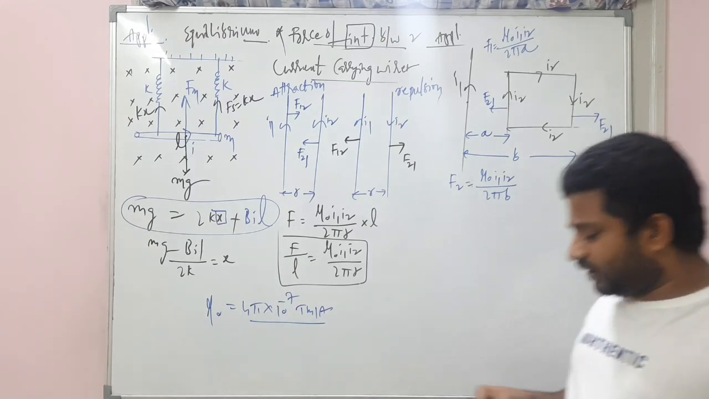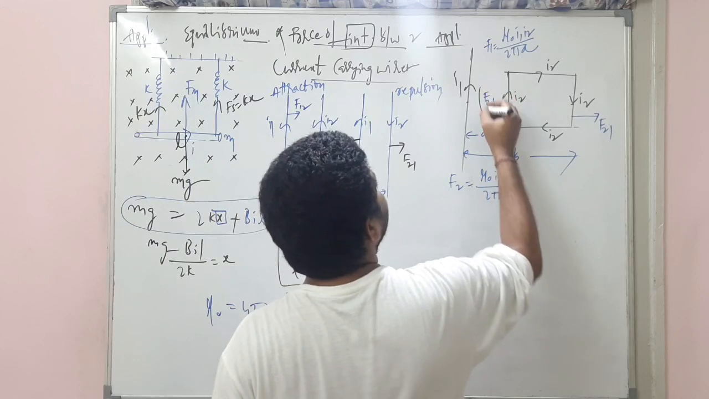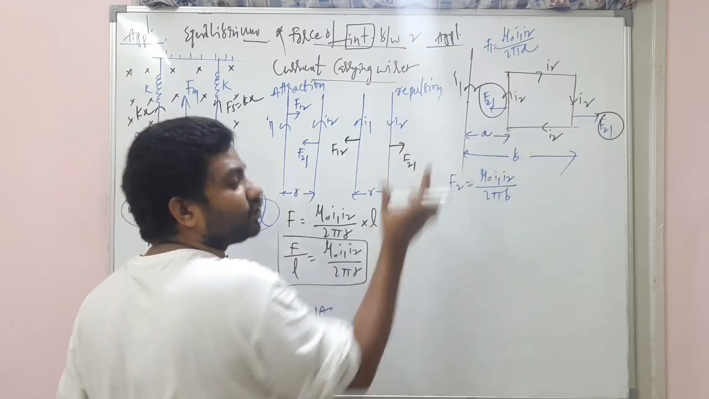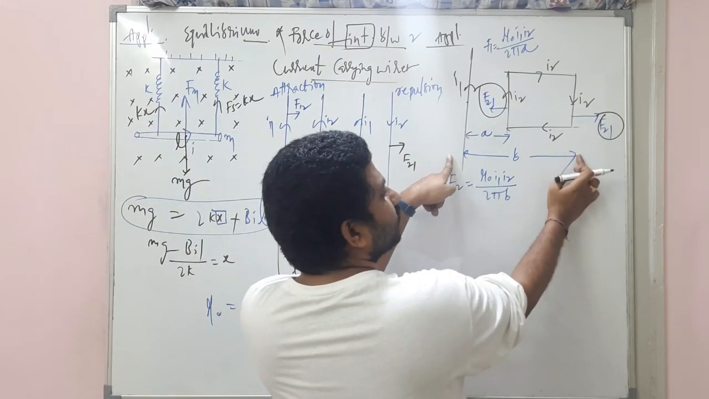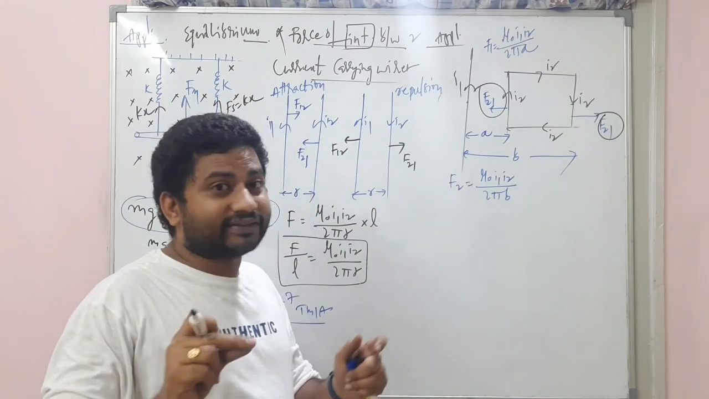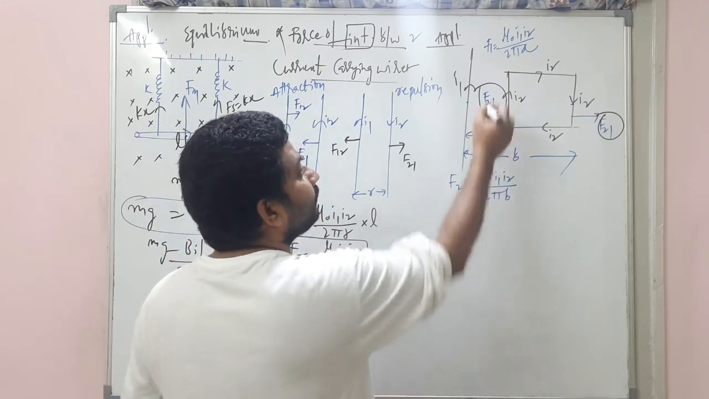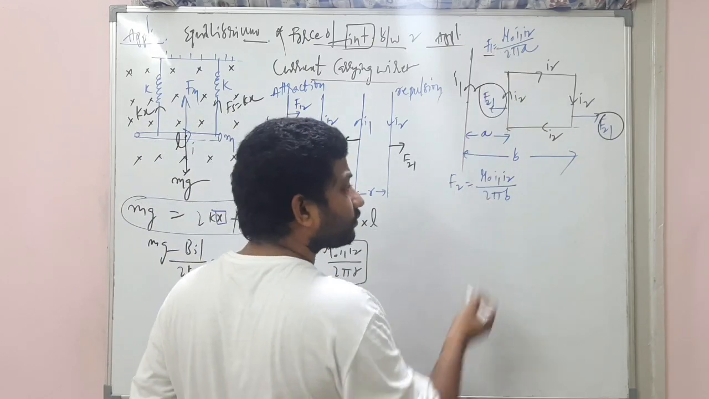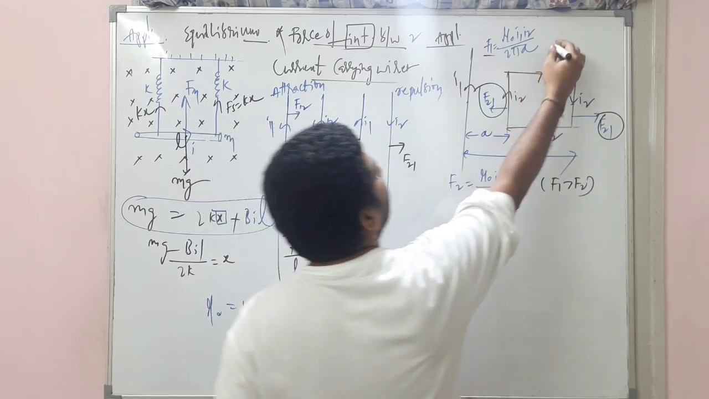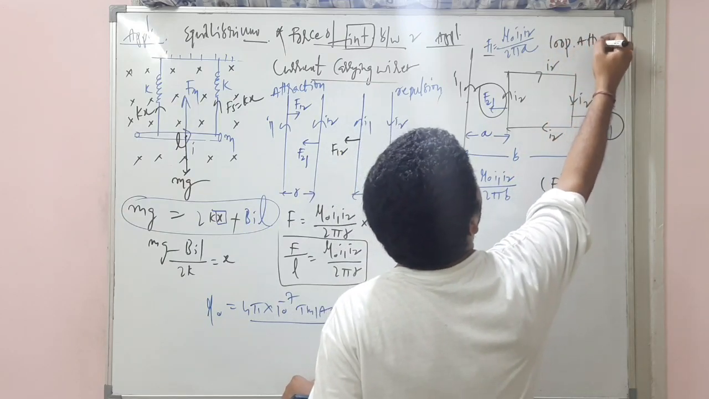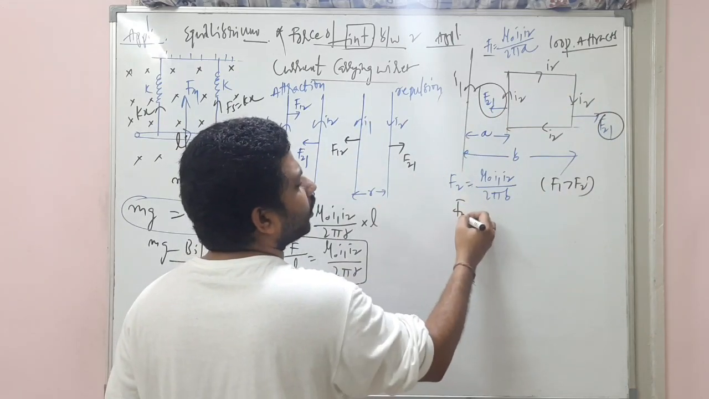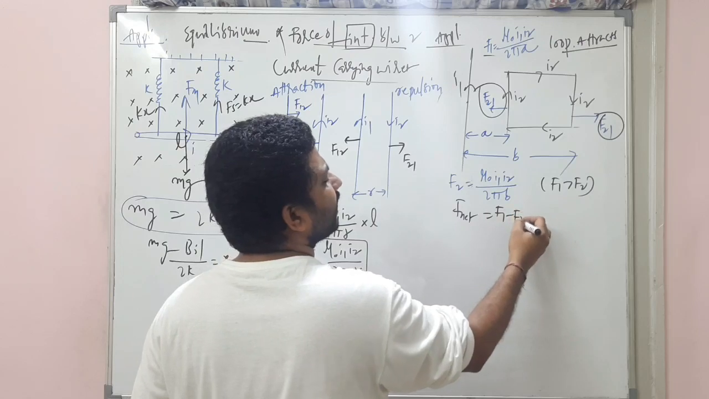Okay. So F1 is greater than F2, because as the distance is more there, the interaction becomes less. That's the reason this one, F1, is greater. So as F1 is greater than F2, definitely the loop will be attracted. Number one, the loop attracts the wire. And number two, the net force is equal to F1 minus F2.